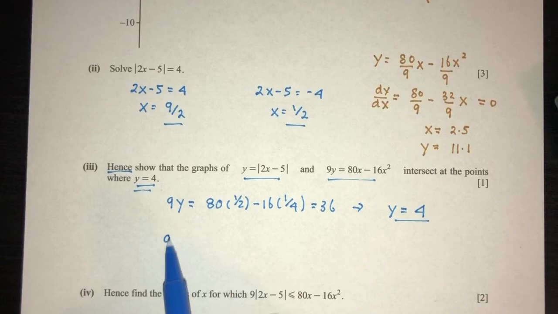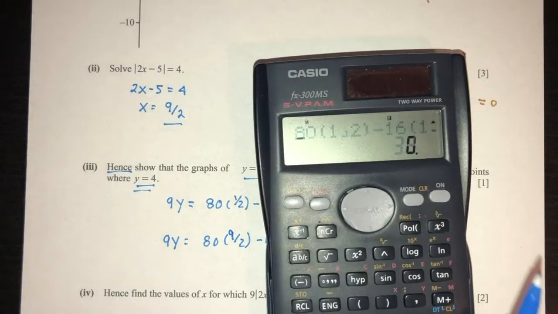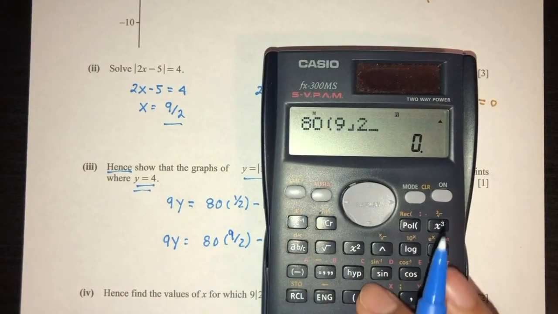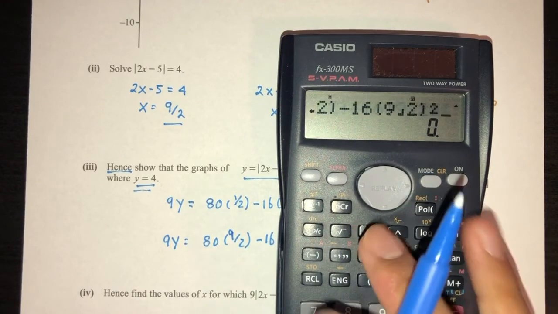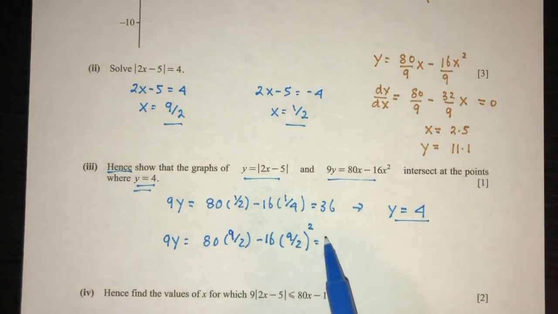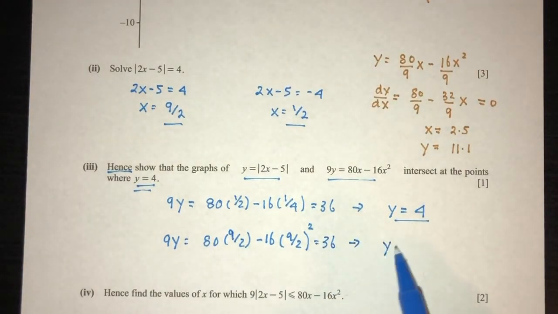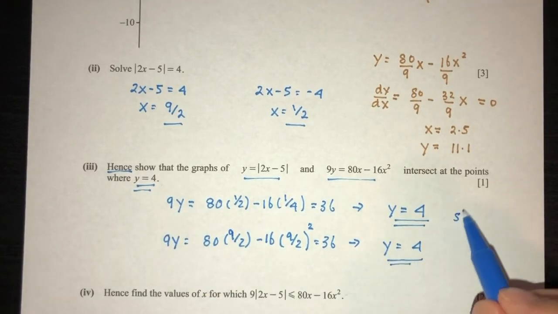So 9y again. Now we have 80 times 9 over 2 minus 16 times 9 over 2, that should be squared. Let's see what happens. That will be the same thing, 36, and y is equal to 4. And this is shown as required because they both intersect at this line. So shown as required.